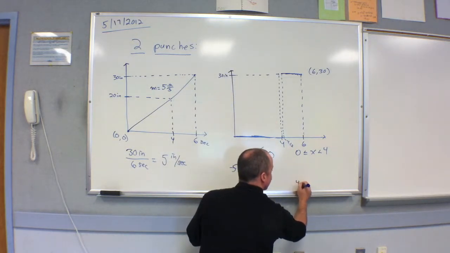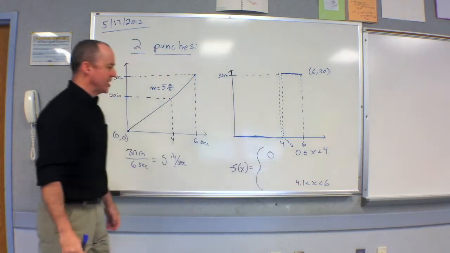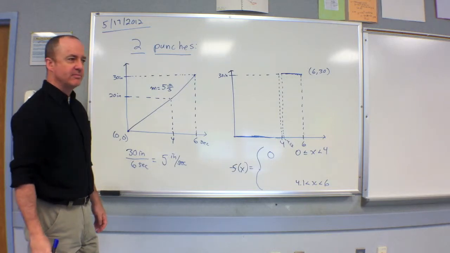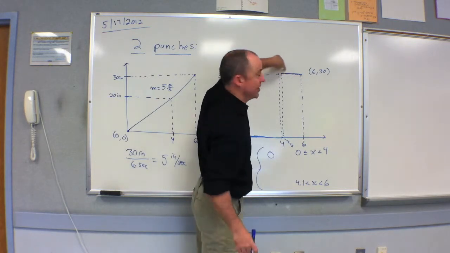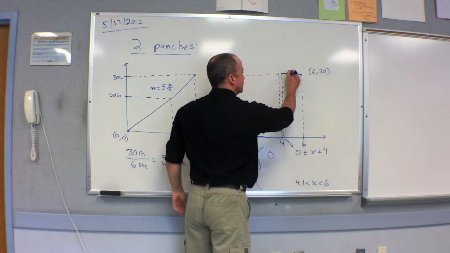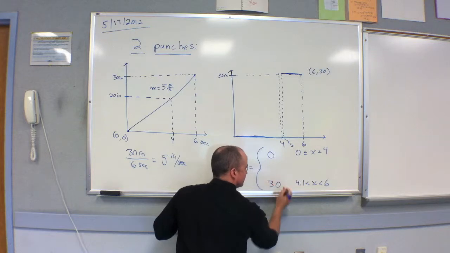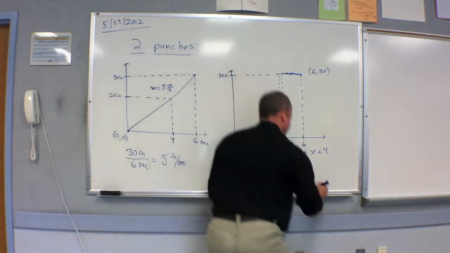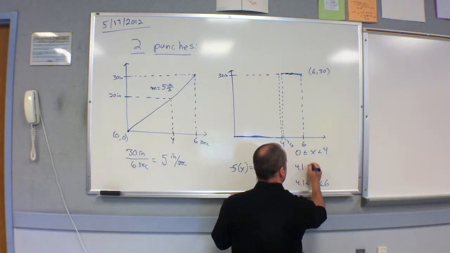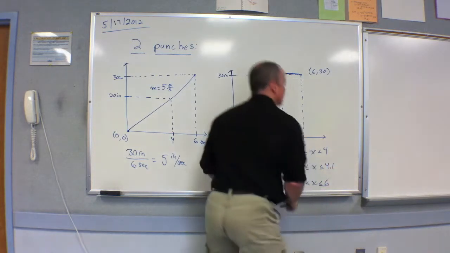From 4.1 to 6 seconds, what describes the equation of my hand's position? It went up to 30, and then it just stayed there, right? So how do I describe a horizontal line there? y equals 30. That's all I do. In between, this is what I'm interested in. 4.1, that's what we're curious about.